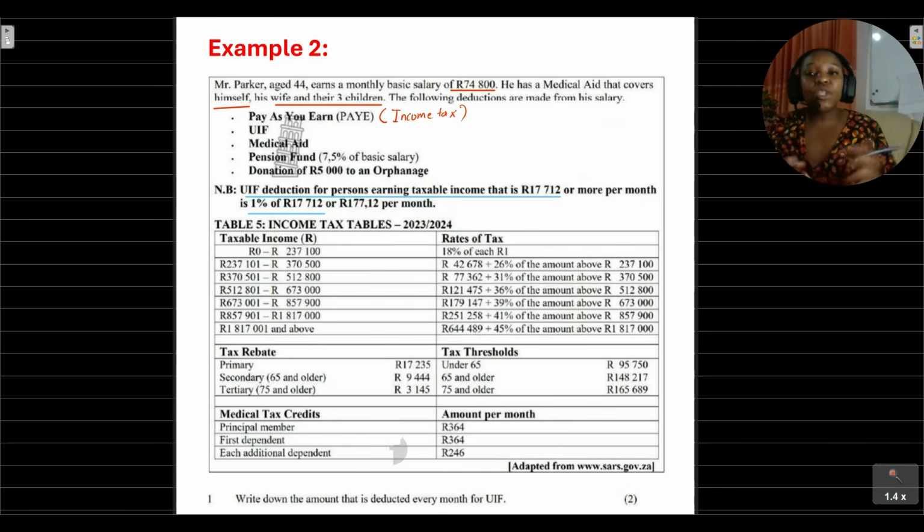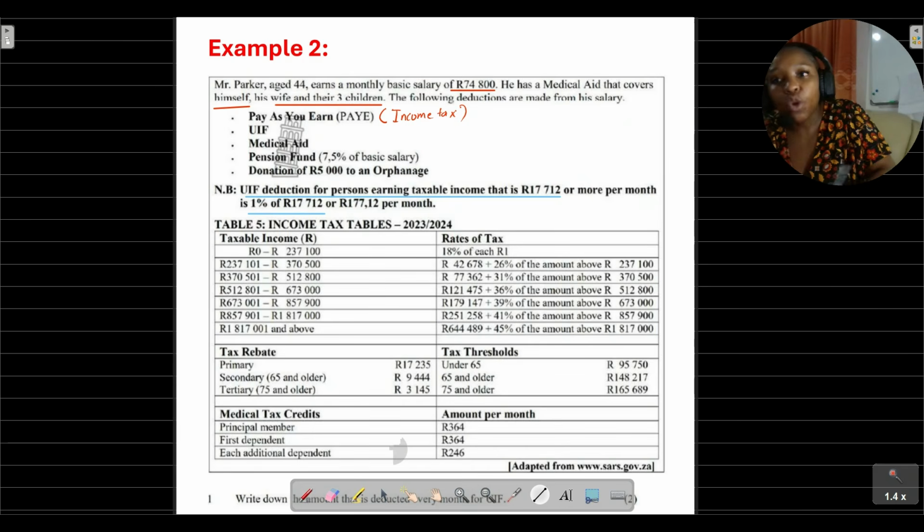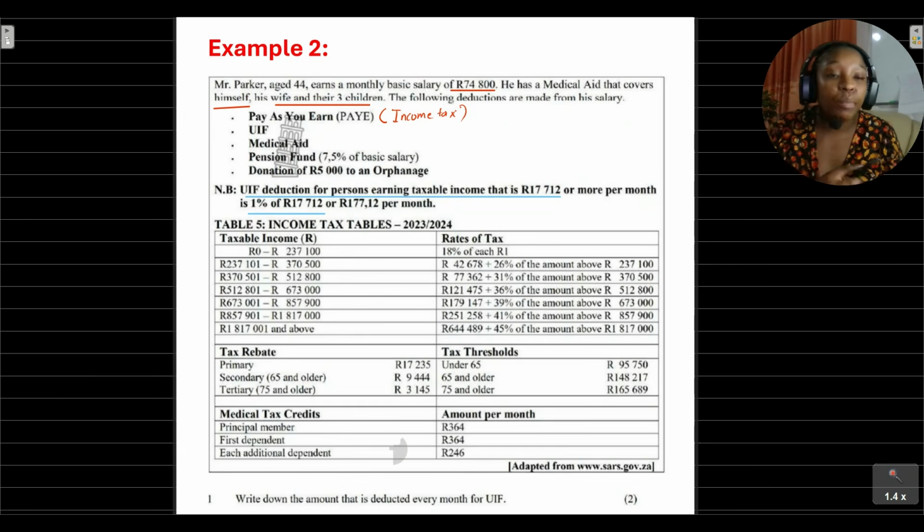So what do we need to do in this situation? Remember, in the previous video tutorials, we spoke about that if we are given the monthly income that a person earns, before we go to the tax table, we need to convert that monthly income into an annual income. And then from there we are able to calculate how much tax that person needs to pay. But in this situation, we are not just going to take that 74,800 and multiply by 12 and then jump into our tax table.